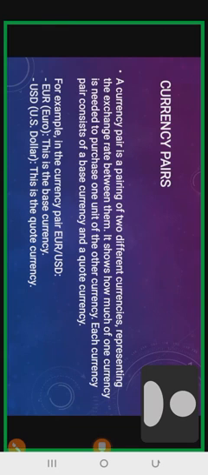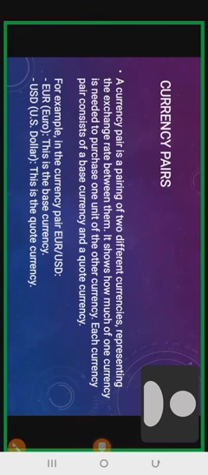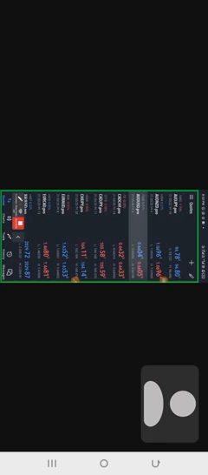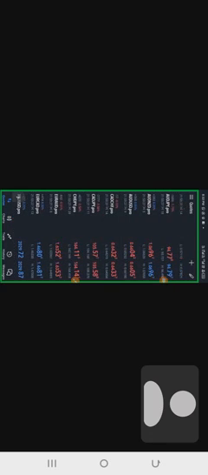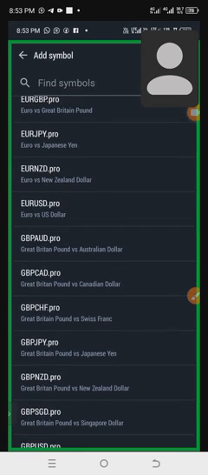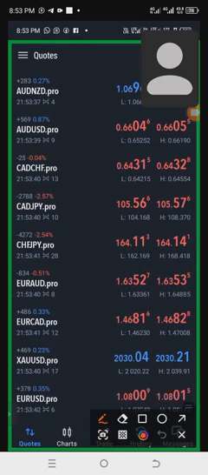Now for the euro USD market, let's quickly look at this. Let's take a practical example so we can understand what we're saying. Let's look for Euro USD. I don't have it here, let me put it here. Okay, this is it. Euro USD is the one down here. This is the pair. I hope it's clear for everyone to see.